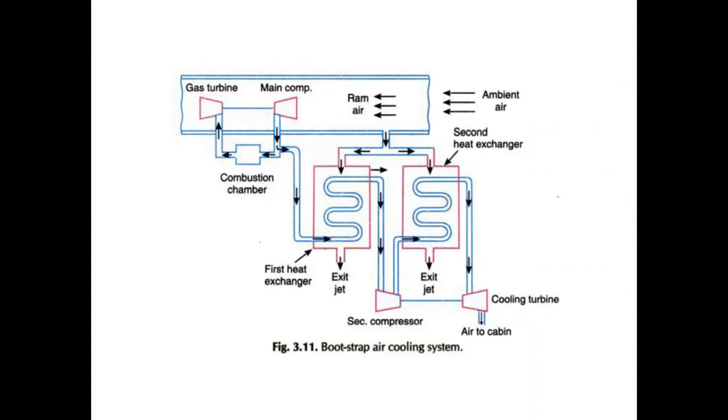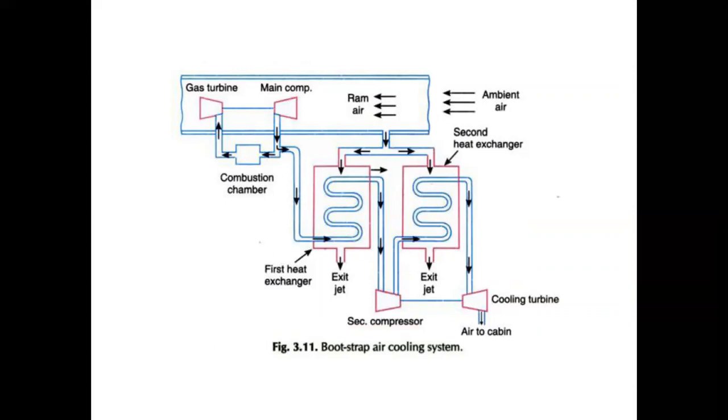So let's start. We first take atmospheric air. Atmospheric air enters into the duct after the ramming process. This rammed air is again divided into two parts. The first goes into the main compressor, where it is again divided into two parts. The first one is the combustion chamber and the second one passes through the first heat exchanger.